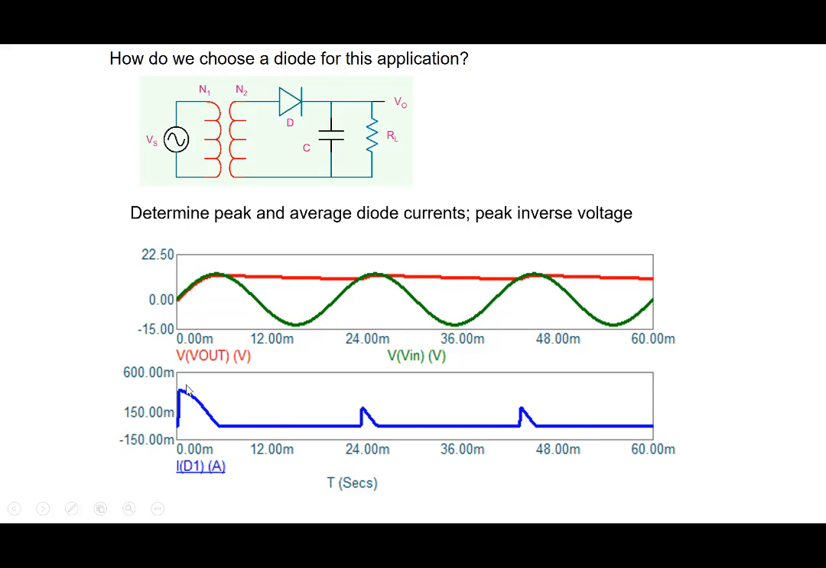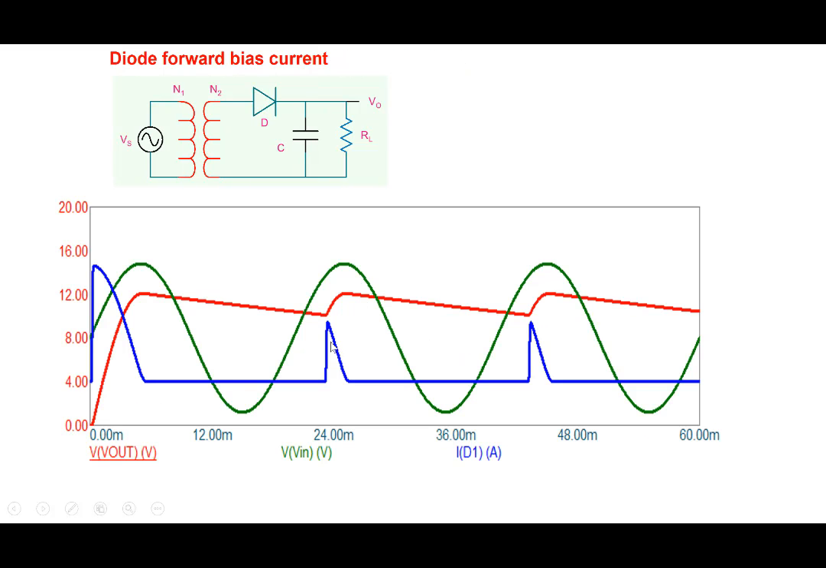So we're not really interested in this particular part, we are interested in the steady state part here. Note that the diode is turning on for a very short period of time and basically supplying the charge that has been lost by the capacitor during this period here. Okay, so let's look at it in more detail.